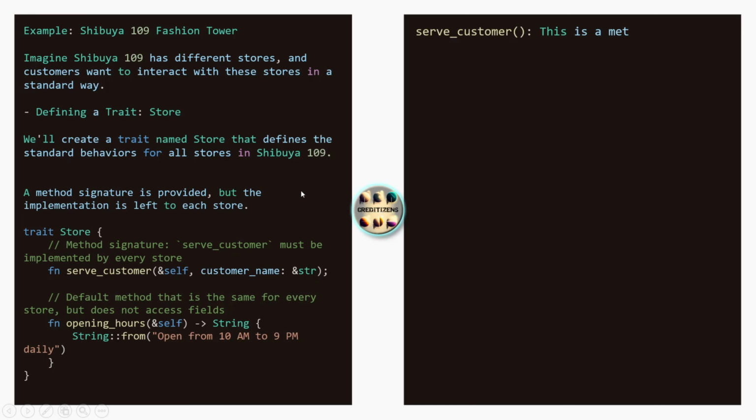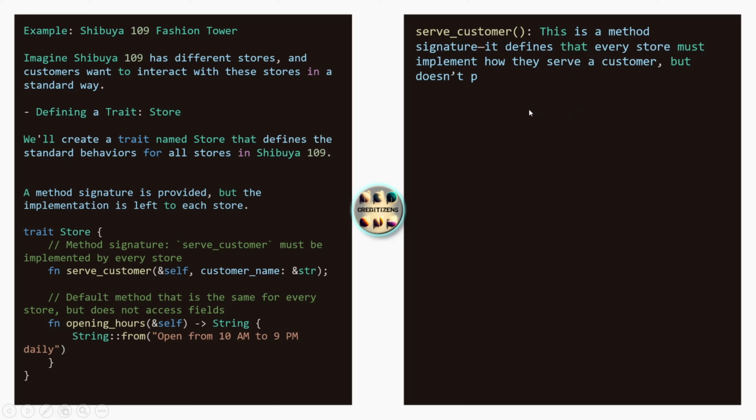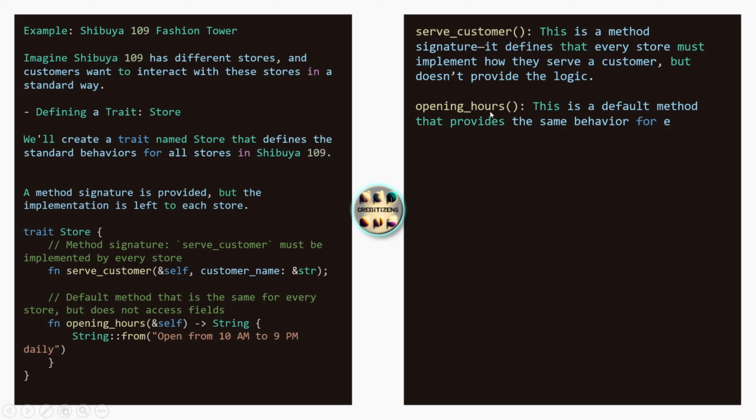So here we're going to be saying that serve_customer, this one here, is a method signature. It defines that every store must implement how they serve a customer, but doesn't provide the logic. While opening_hours, this one here, is a default method that provides the same behavior for every store, regardless of its fields.